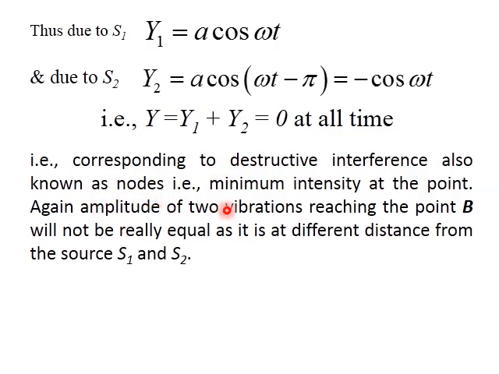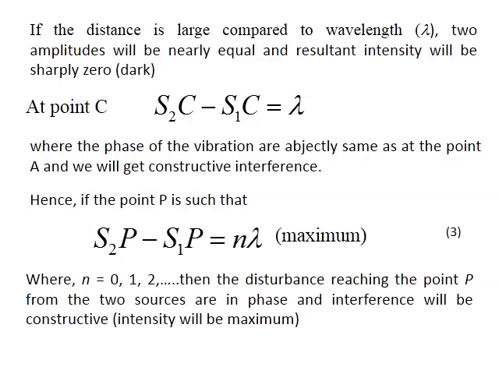Again, the amplitude of two vibrations reaching the point B will not be really equal, as it is at different distance from the sources S1 and S2, which we already saw in the previous slides. Fine? Good. Okay. Now you see, if I consider the other points, so here we see if the distance is large compared to the wavelength lambda, two amplitudes will be nearly equal and the resultant intensity will be sharply 0. So that is kind of a minima.